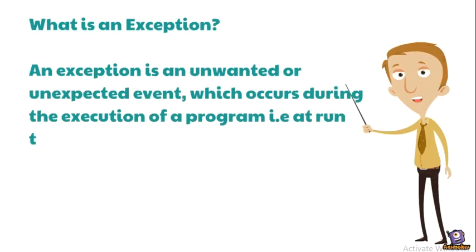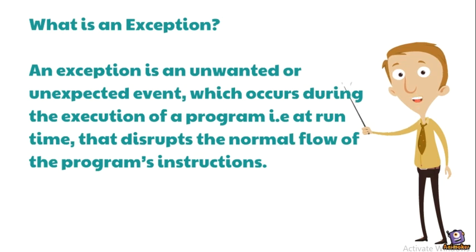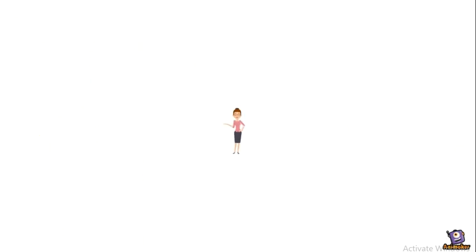Let us now think about a theoretical definition of exception. Exception is an unwanted or unexpected event that occurs during the execution of the program. Exceptions occur at the time of execution, and due to exception, the normal flow of execution of the program gets disturbed and you will have abnormal termination of your program with exception.